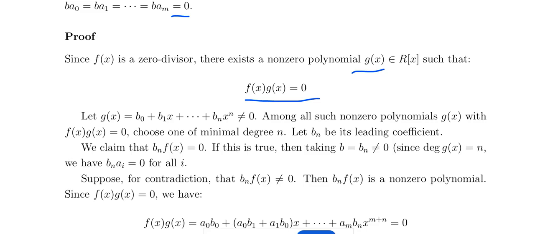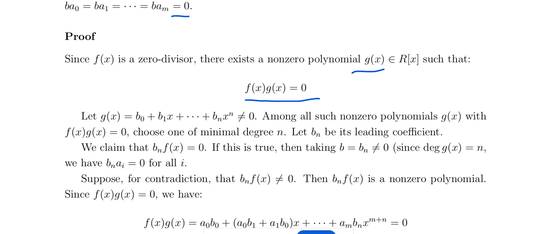So let us take g(x) to be a polynomial of degree n. Of all such non-zero polynomials g(x) with f(x) into g(x) equal to 0, choose one of minimal degree n, and let bn be its leading coefficient. Leading coefficient means the highest power coefficient. Then bn f(x) equal to 0. So taking b equal to bn, not equal to 0, with the degree of f(x) equal to m, bn ai equals 0 for all i, where bn is a non-zero element.